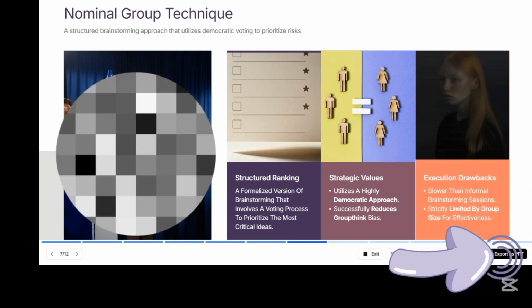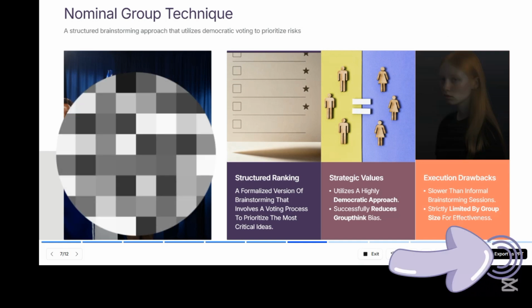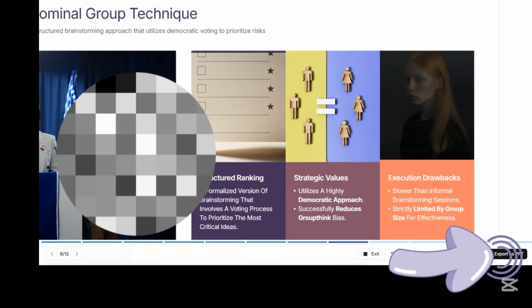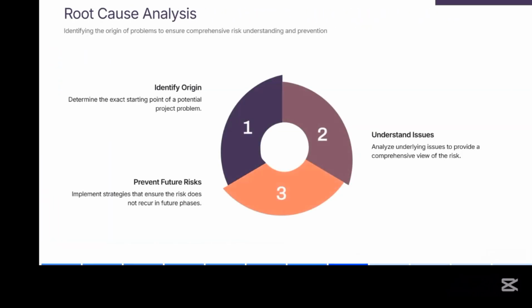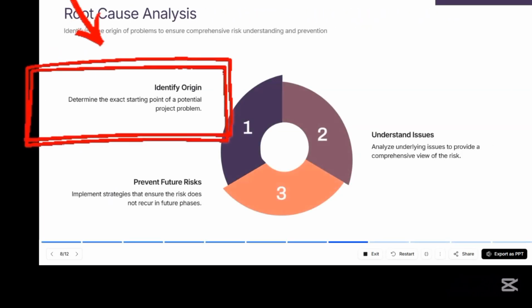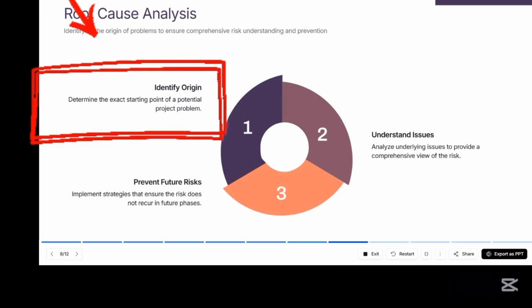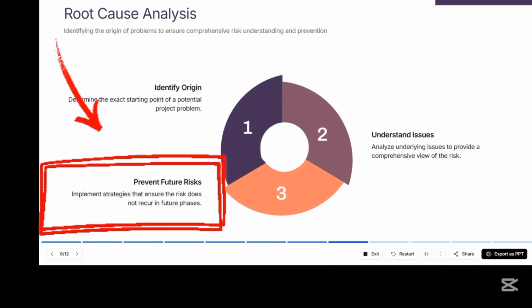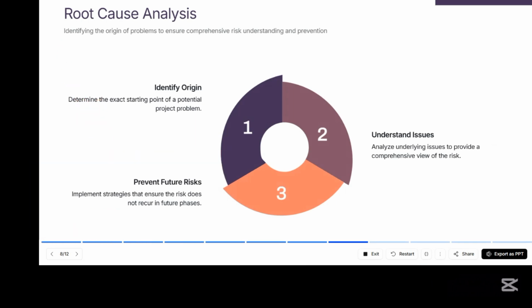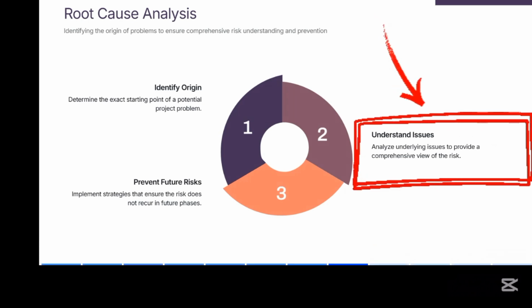The next most important risk identification technique we'll discuss is root cause analysis. What is root? It means the technique to identify the origin of a problem. This ensures a comprehensive understanding of how risks occur. The benefits are that it identifies exact risks and prevents future risks that may occur. But the difficulty of this is that it requires detailed data and is complex to use.